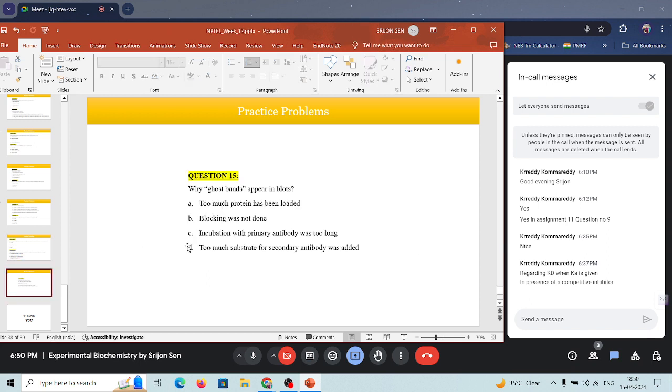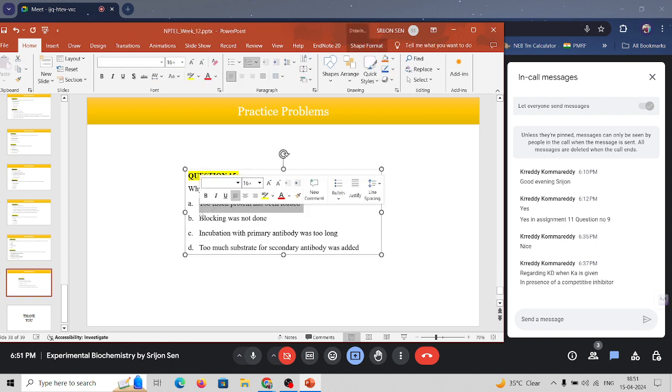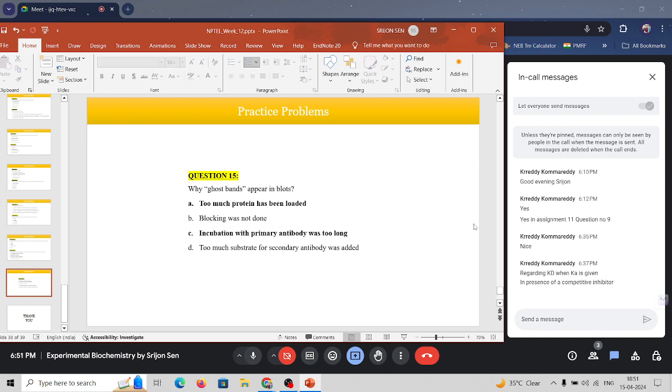And the last one: why do ghost bands appear in blots? Maybe too much protein has been loaded. Yeah. Any other? I think that's the correct one. The other option that is correct is maybe the primary antibody was stored or incubated for too long a time. Yeah, that makes sense. So these are the two options that are basically correct.